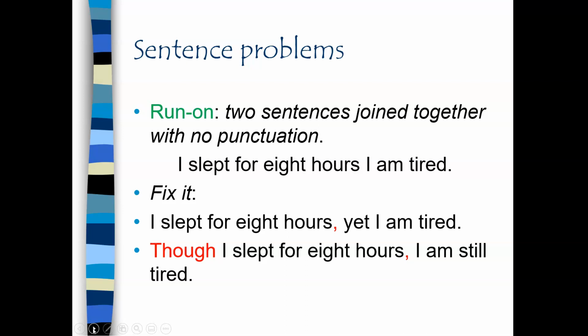If you say, I slept for 8 hours, I'm tired. I slept for 8 hours, comma, yet I am tired. Or though I slept for 8 hours, comma, I am still tired. In this case, I'm using a coordinating conjunction. In this case, I'm using a subordinating conjunction.